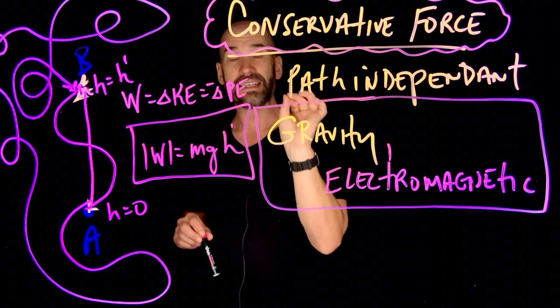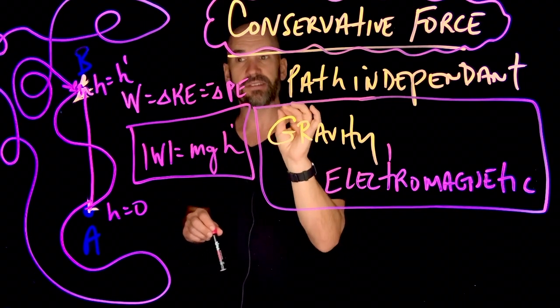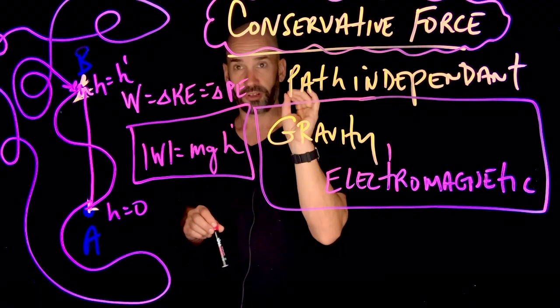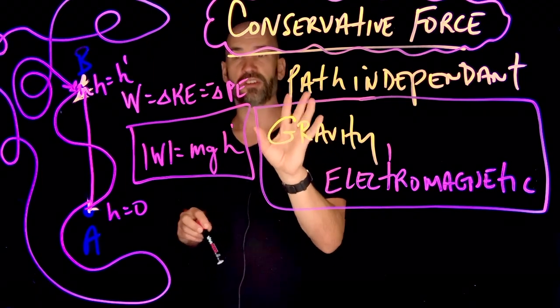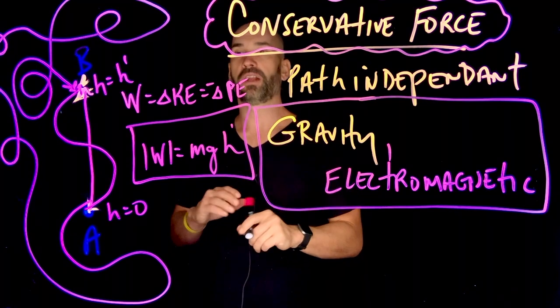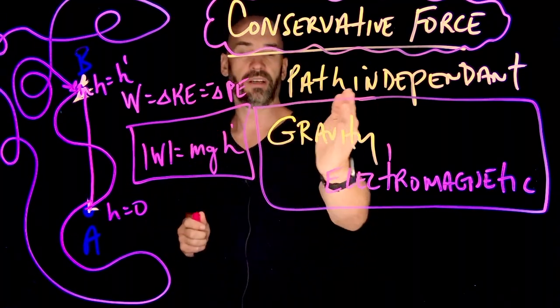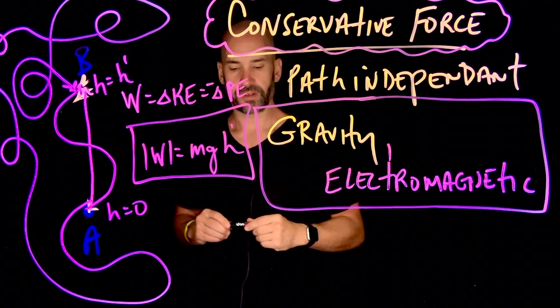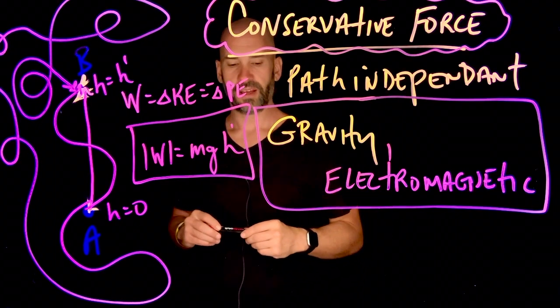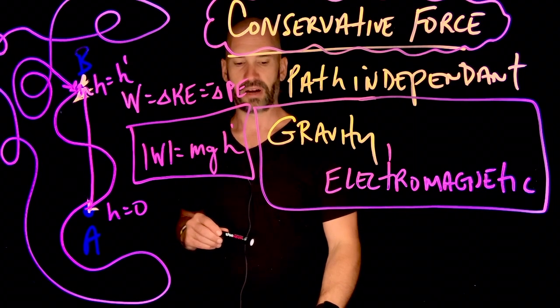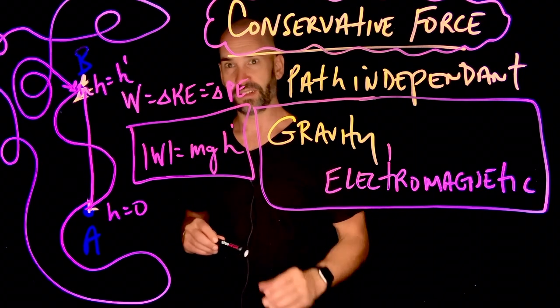Now, there's little tricks you can do to take into account friction and drag. And we're going to talk about that too. But for now, just know that when we're talking about solving conservation of energy problems, it'll almost always involve gravity or the electromagnetic force. Okay? And in the next video, I will show you Scott's 5-step process for any conservation of energy problem.